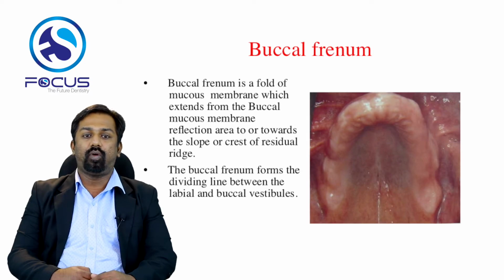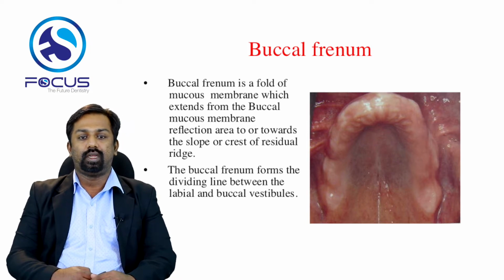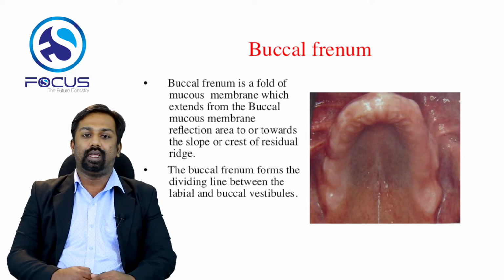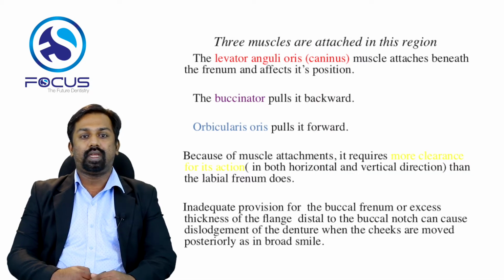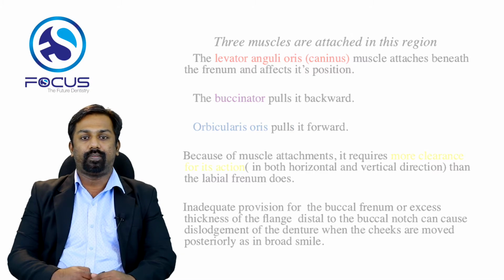Coming to buccal frenum. Buccal frenum is a fold of mucous membrane which extends from the buccal mucous membrane into the crest of the ridge. So the buccal frenum forms a dividing line between the labial and the buccal vestibule. Now three muscles are attached to buccal frenum. They are levator anguli oris, the buccinator muscle which pulls it backward, and orbicularis oris which pulls it forward. So because of the action of these three muscles, it has to be properly relieved during our impression making.